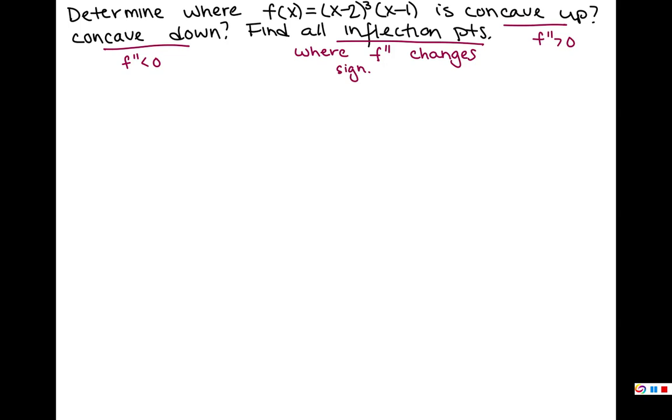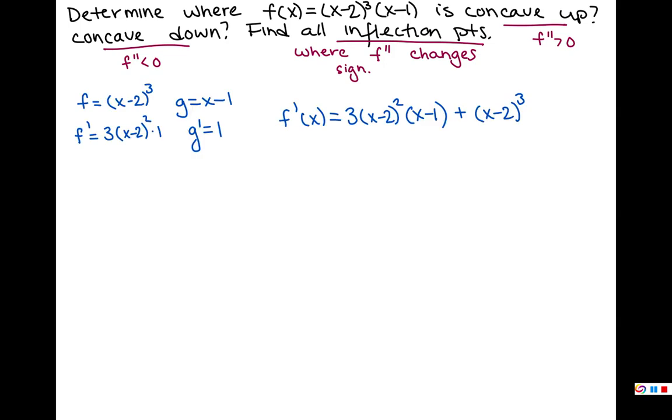So product rule, quotient rule, chain rule. Looks like product rule to me, and chain rule, I guess. So f is going to be the (x − 2)³. g is x − 1.